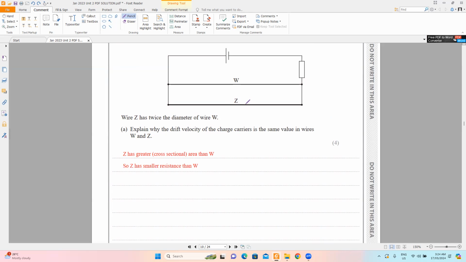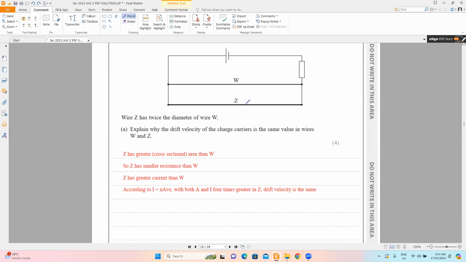So if you have a larger area, you'll have a smaller resistance. So Z has a greater current through it because voltage is the same, V equals IR. If voltage is the same, the smaller the resistance, the greater will be the current. So according to I equals nAve, with both A and I 4 times greater in Z, drift velocity is the same.